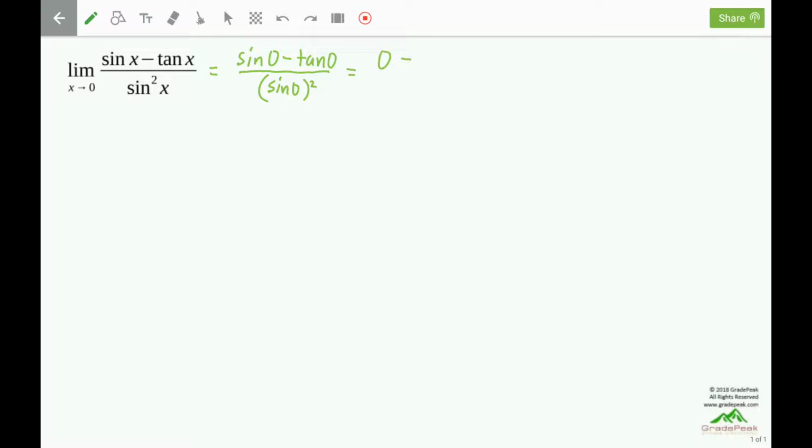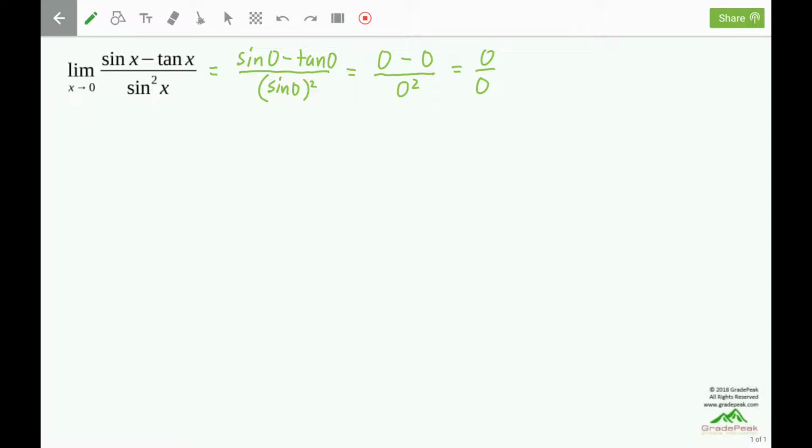The tangent of 0 is the sine of 0, which is 0, over the cosine of 0, which is 1, and 0 over 1 is a 0. So we have 0 minus 0 over the sine of 0 squared, which is 0 squared. 0 minus 0 is 0. 0 squared is also 0. So we have the 0 over 0 indeterminate form.